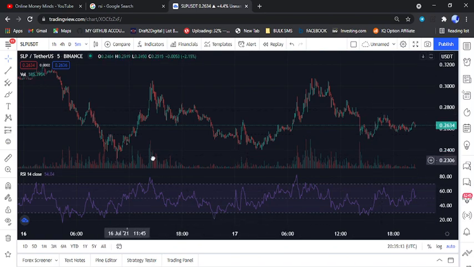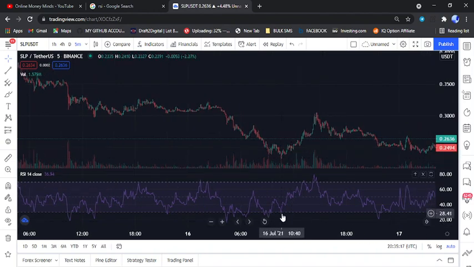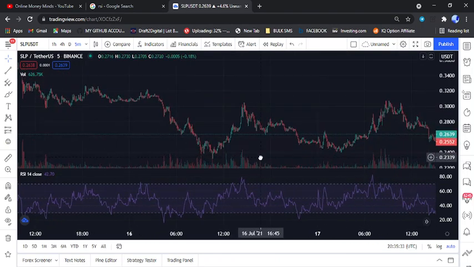We can also see that right here, okay, it touched the line. This area actually touched the line, and when it started moving upward, the price of SLP started moving upward. So this is basically how to use RSI to determine when a coin is about to pump up and when a coin is about to dump down.